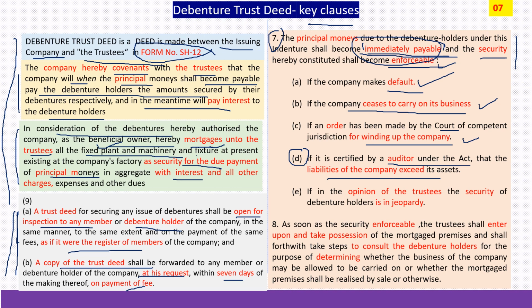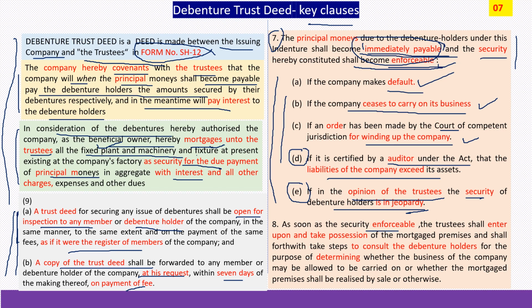Or if the trustee is of the opinion that the security of debenture holders is in doubt or jeopardy, they feel it is quite risky. In this case also, the debenture will fall due immediately and the debenture trustee will be entitled to enforce the security and force the company to hand over the things to the debenture holders.